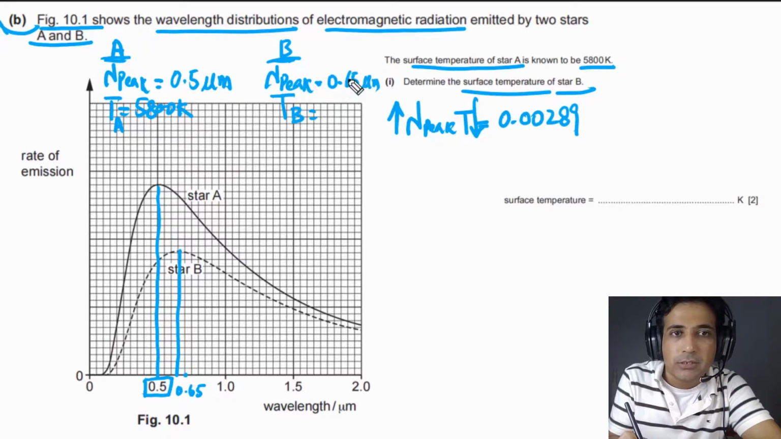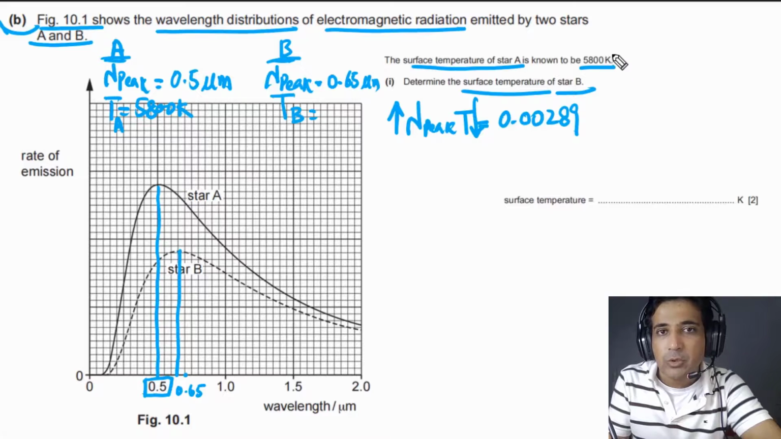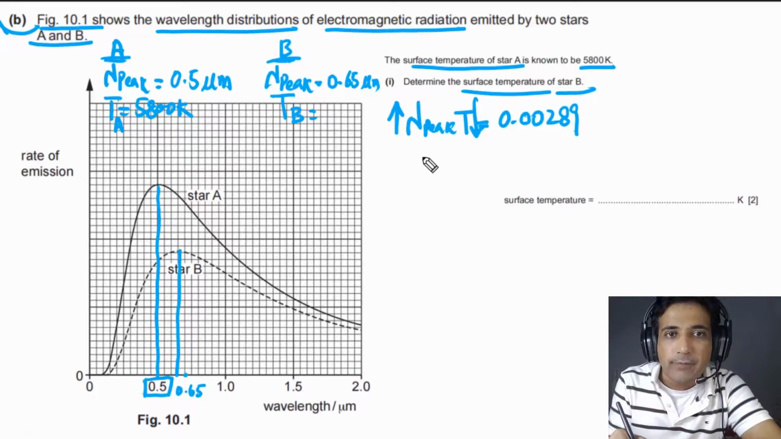So in this case, this lambda max is greater, so it means the temperature of star B has to be lower than the temperature of star A. So our answer has to be lower than this value. Now we simply use the ratio method and we can find the answer.